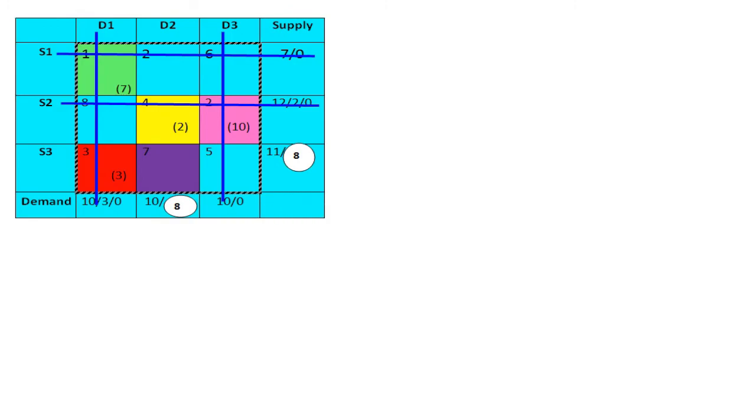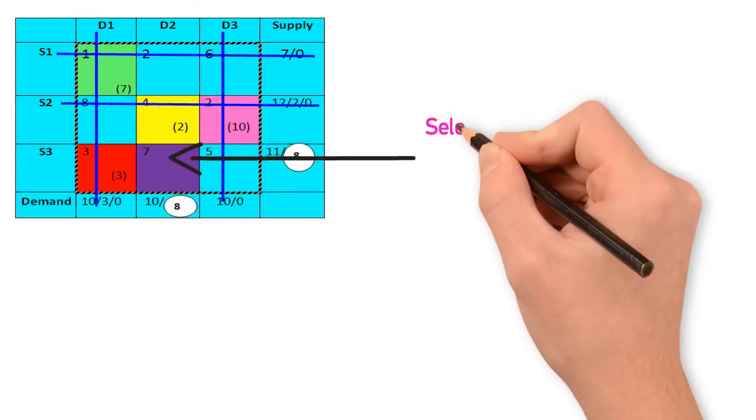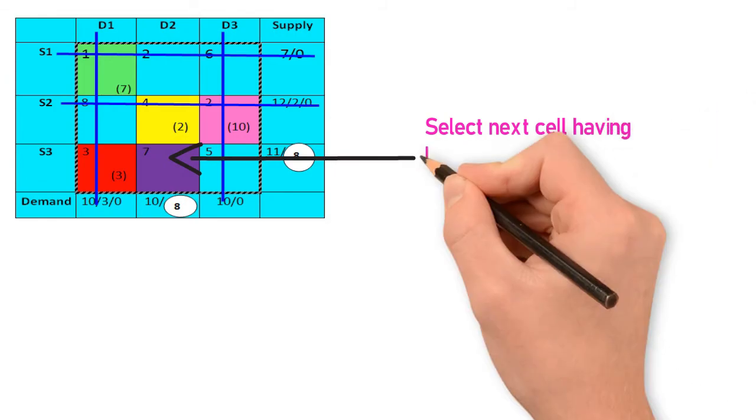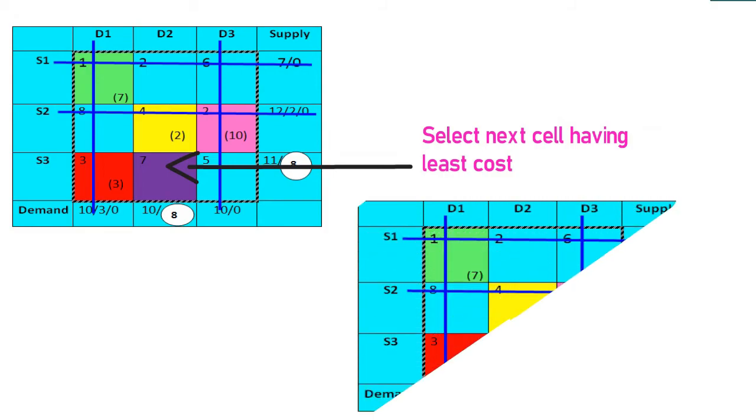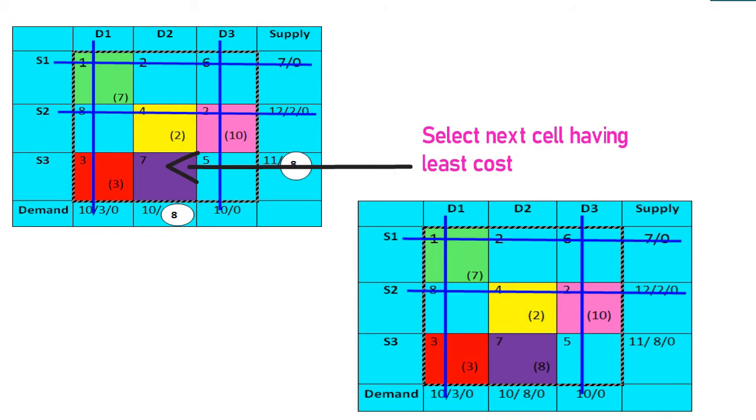Now we have to select the next cell having the minimum cost. Now here there is only a single cell, that is S3 D2, that is the cell having the value 7. For this selected cell, that is S3 D2, supply is of 8 units and demand is also of 8 units. So we have to allocate 8 units to the selected cell. So after allocating 8 units to the selected cell, if you observe the supply value, that is 0 and demand value is also 0.